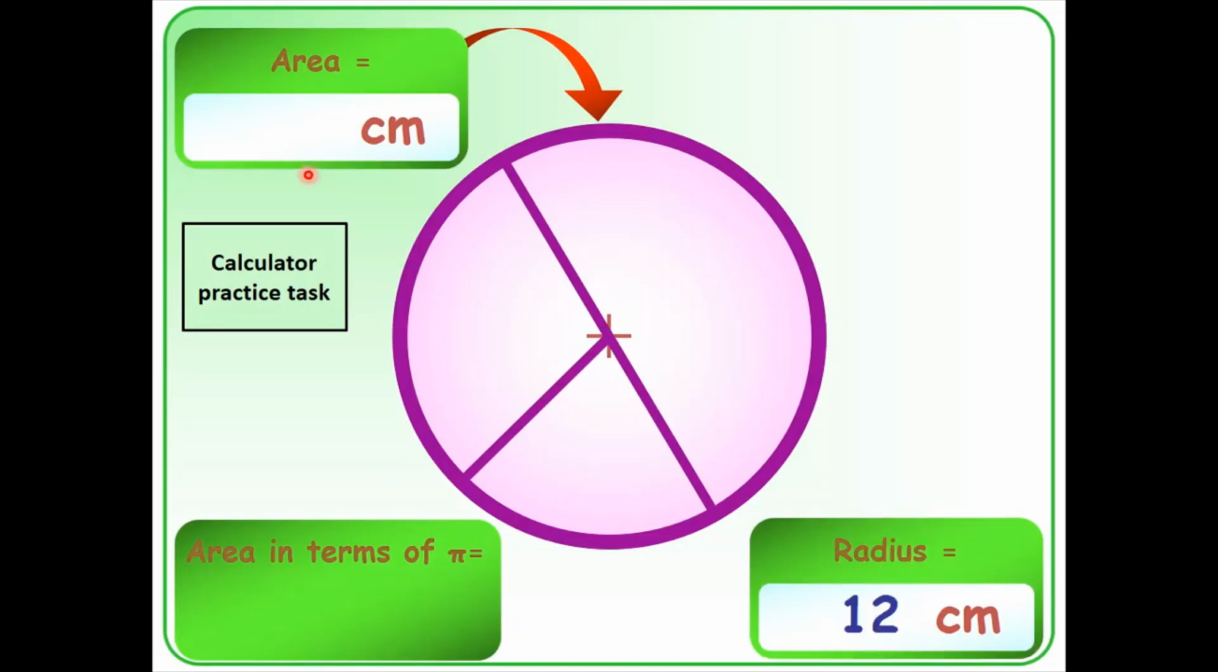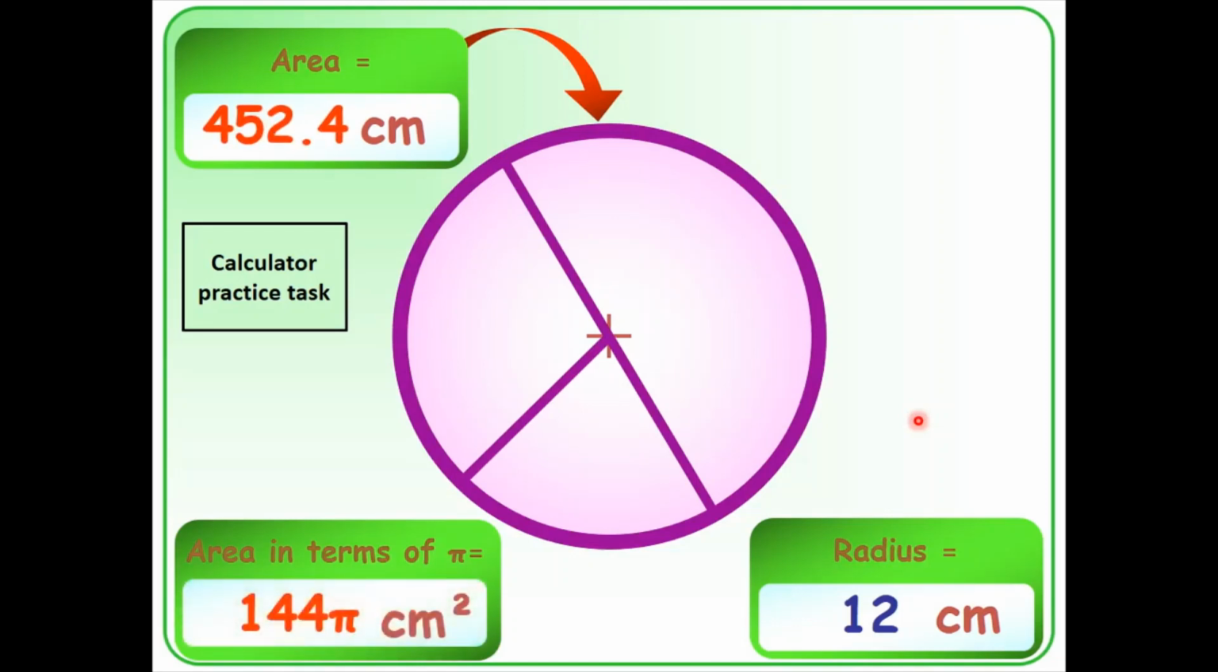Next one. This time they've given you the radius. Please be careful, make sure you've noted that. That's going to change what you do. Answer then, 452.4, and in terms of pi would be 144 pi. Next one.